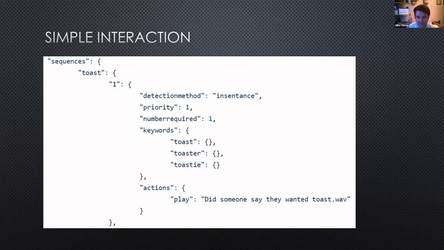And then the action is to play a particular sample. The priority number is important. We've got this at priority 1, which is the lowest priority level. Because it's such a simple trigger, I don't want it accidentally triggering when there's a more accurate, more relevant interaction that could trigger it. So this gets the lowest priority.